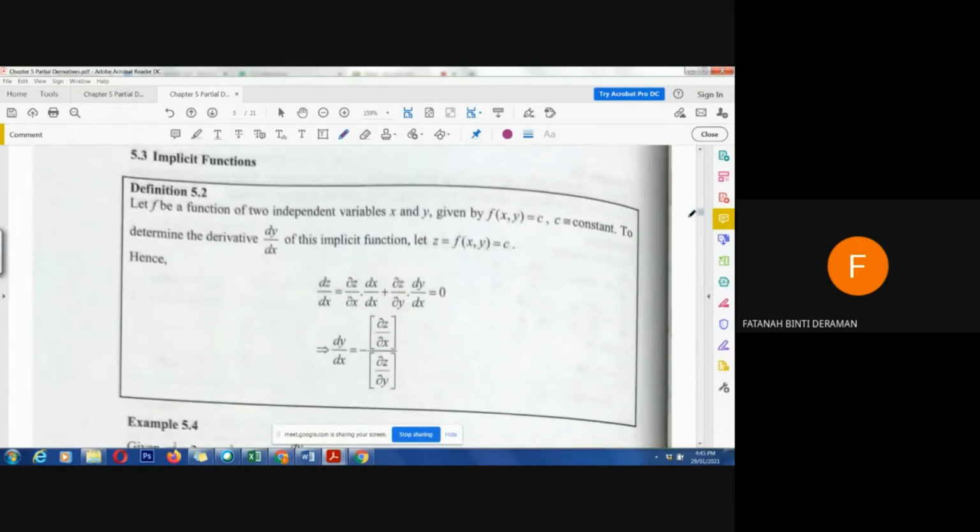Okay, so now we have an implicit function, which is if we have dz/dx, dz/dy, so we will get dy/dx. So what does this mean?